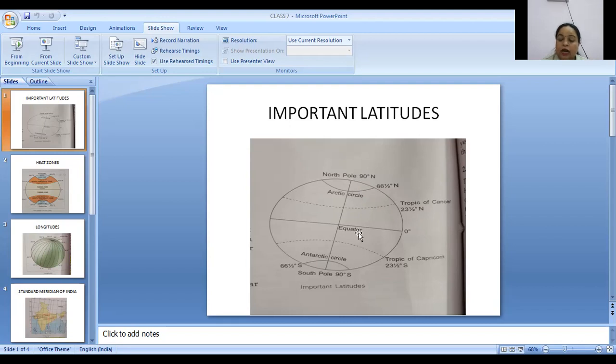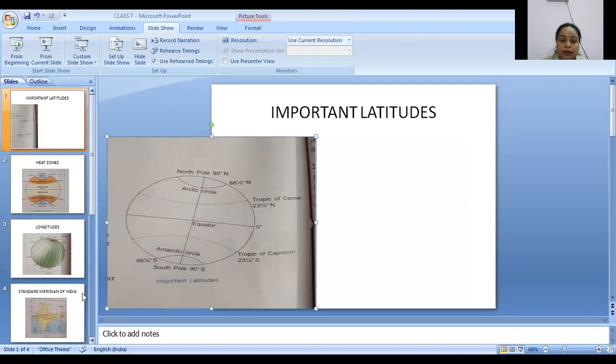Okay. Then after the equator, there is the Tropic of Capricorn, that is 23.5 degrees south. Then comes the Antarctic Circle, that is 66.5 degrees south. Then comes the South Pole. So these are all latitudes. They are equidistant, but their length decreases.